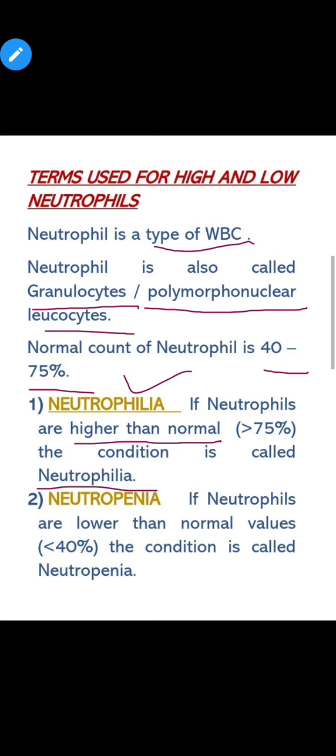Next term is neutropenia. If neutrophils are lower than normal values, that is less than 40%, then the condition is called neutropenia. An abnormally low level of neutrophils in the blood is called neutropenia. A drop in neutrophil blood levels typically occurs when the body uses immune cells faster than it produces them, or the bone marrow is not producing them correctly. An enlarged spleen may also cause a decreased neutrophil level.